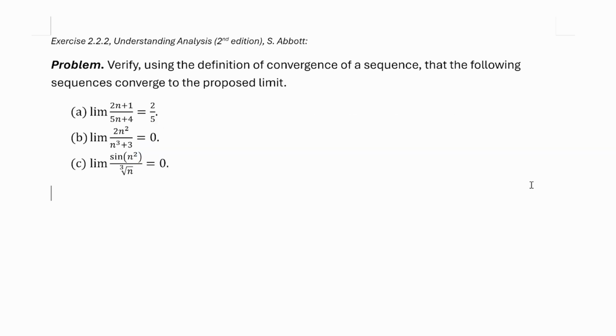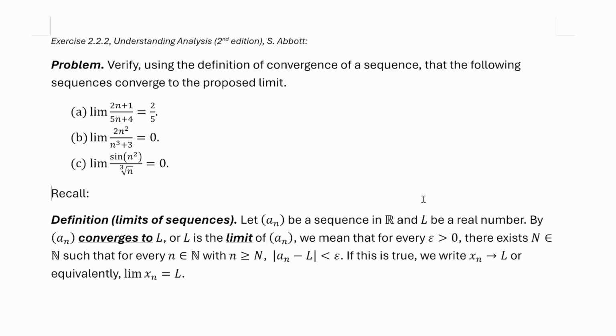So let's begin. The problem asks to verify, using the definition of the convergence of a sequence, that the following sequence converges to the proposed limit. To do so, let's first recall the definition of convergence of a sequence. And here it is, which is sometimes referred to as the epsilon big N definition.